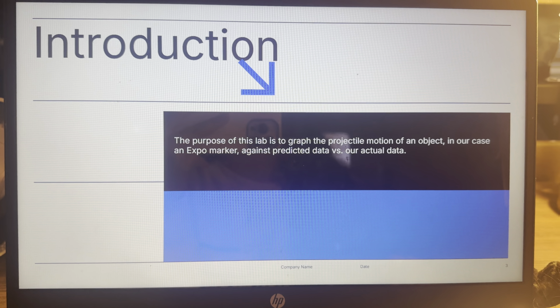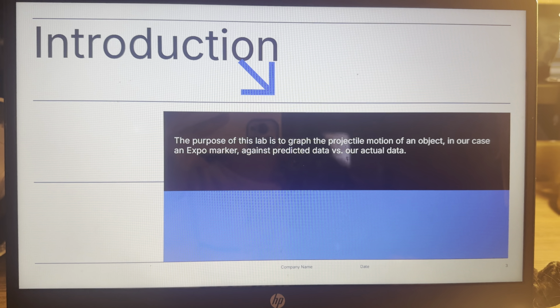We filmed a video of our expo marker moving and then used the tracking app to graph where exactly the position would be with the velocity using the video. And then we also coded a program that would predict where the expo marker would end up in certain time intervals with its estimated velocity, and then we compared those.